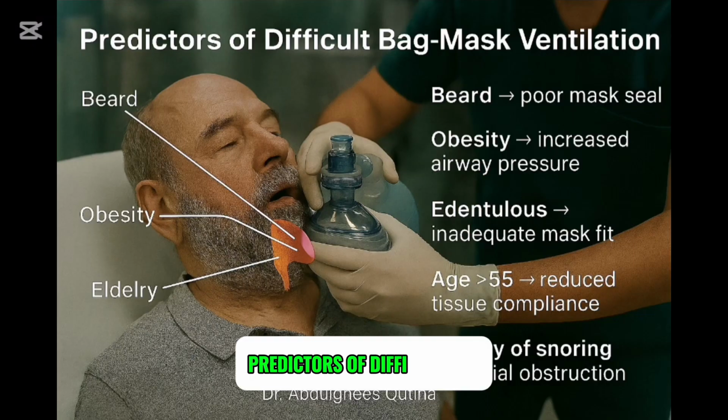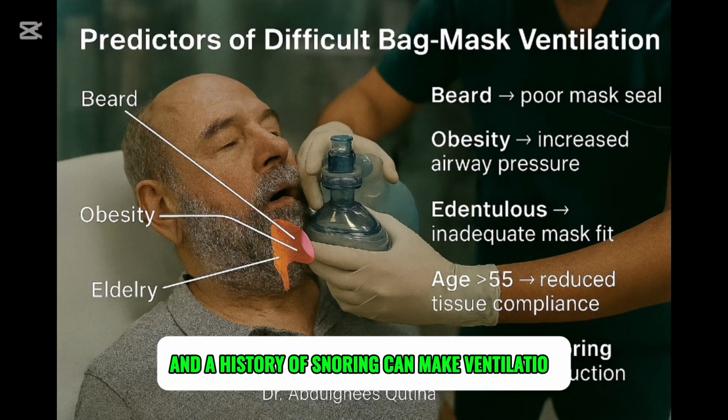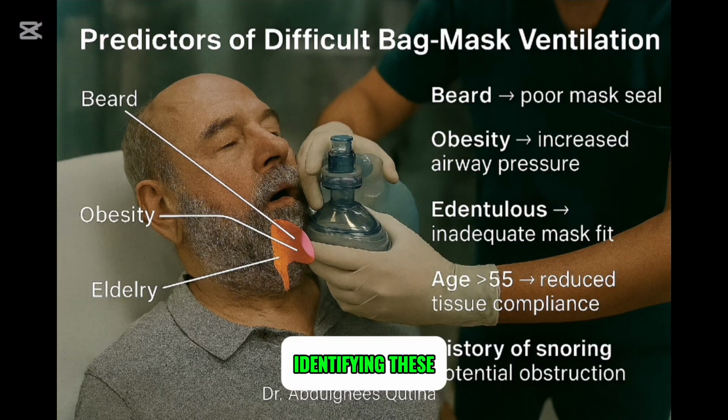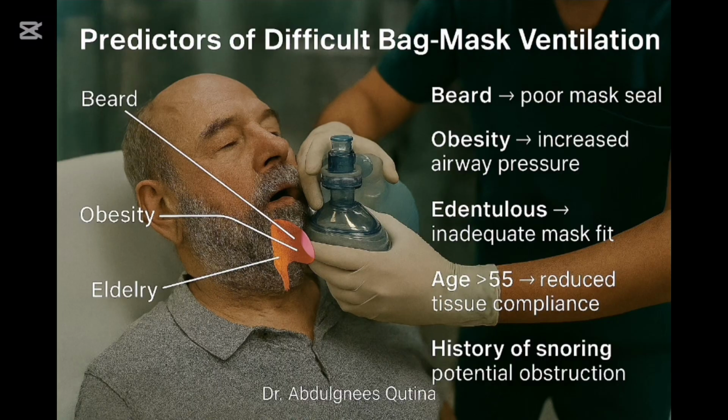Predictors of difficult bag mask ventilation. Certain factors predict difficulty with bag mask ventilation. Beards, obesity, missing teeth, older age, and a history of snoring can make ventilation challenging. Identifying these predictors early allows proper preparation and prevents hypoxia during airway management.